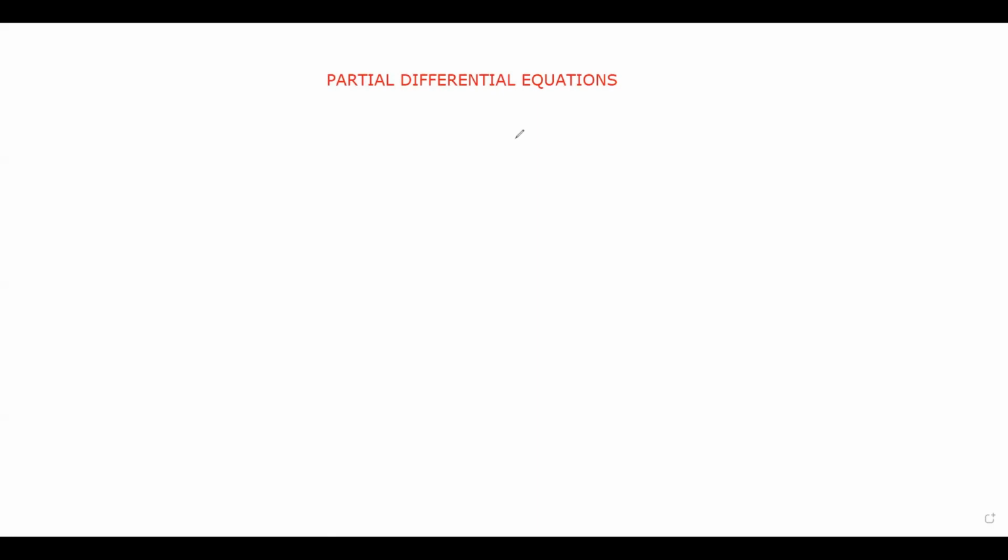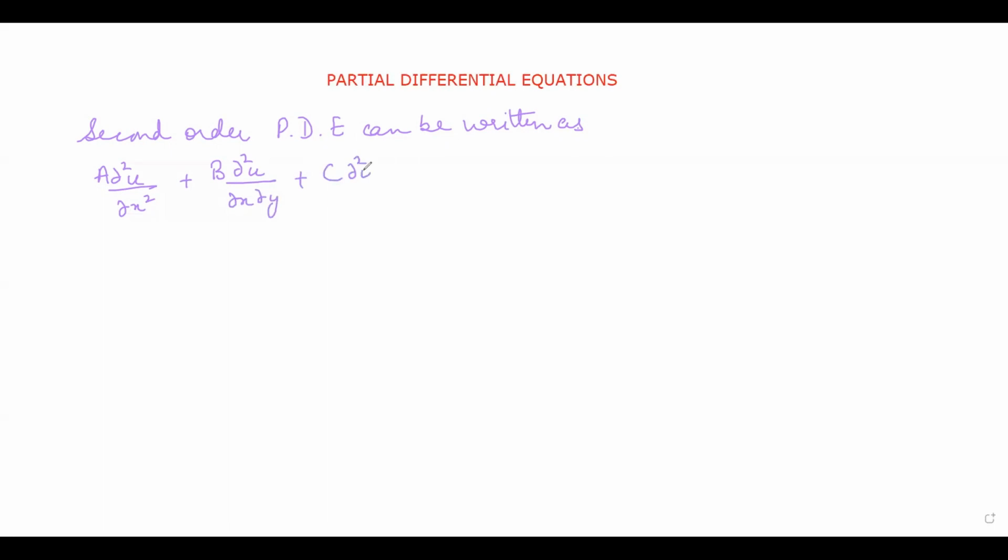Now, coming back to the classification, I have already explained that we can write the second order PDE in the form: A del square u by del x square, B del square u upon del x del y, C del square u upon del y square, and so on, where I have explained that all the coefficients A, B, C, D, E, F, G are functions of x and y.